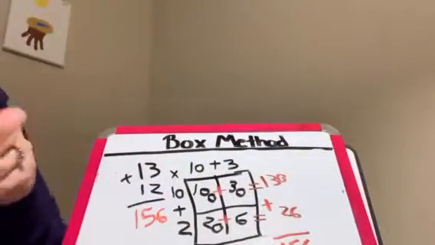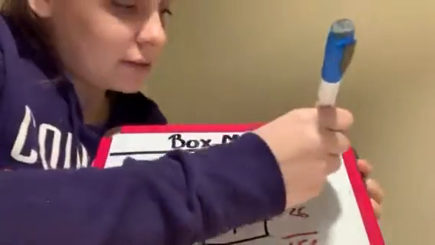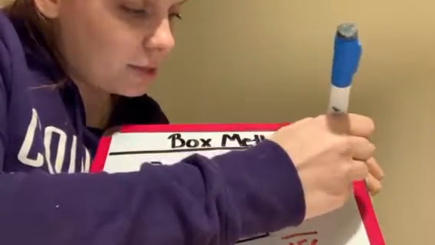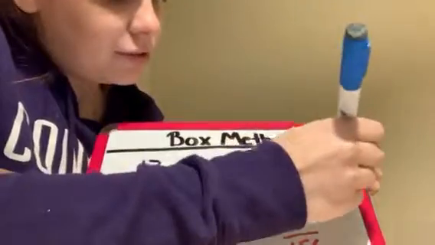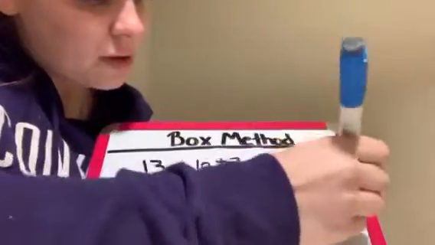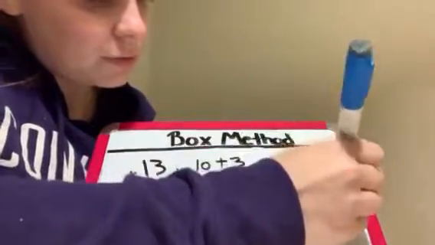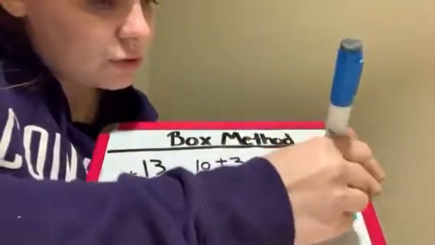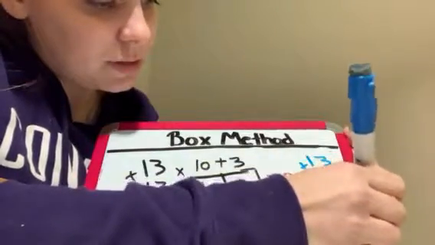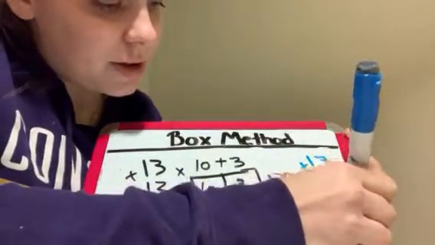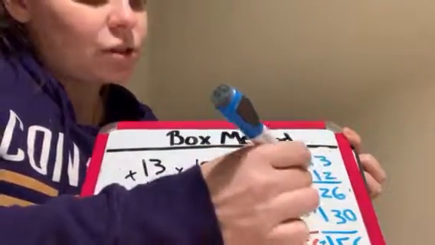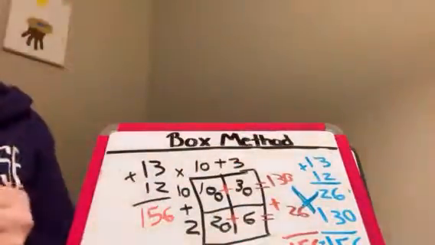And I'll show y'all again how it ties into the traditional method, even though our kids haven't quite learned that yet. 2 times 3 is 6, 2 times 1 is 2, add our 0, 1 times 3 is 3, 1 times 1 is 1, add them together, 6 plus 0 is 6, 2 plus 3 is 5, and 1. So as you can see, the answer is the same, and these are just crossed.